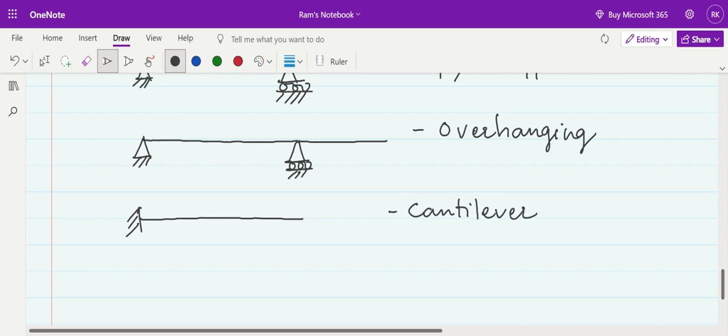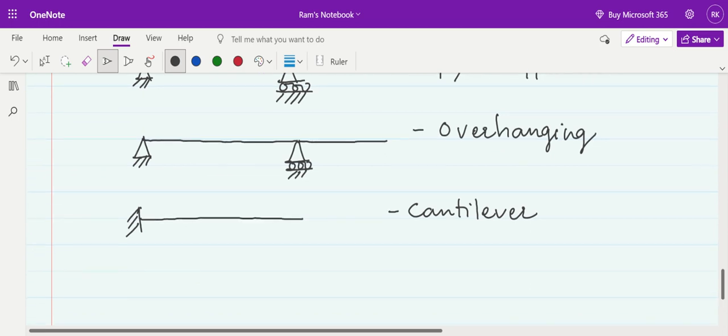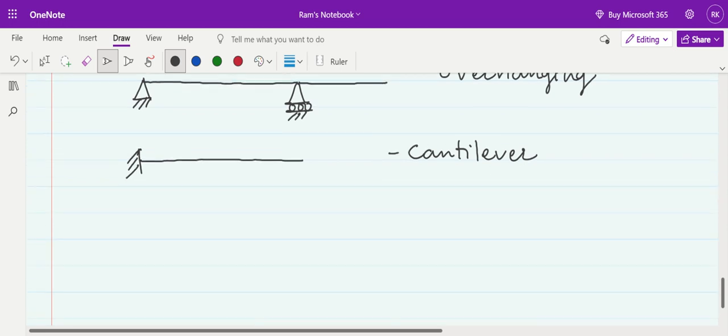So the basic types of beams are: simply supported, when one of the ends is hinged and the other end is roller. When one of the ends is hinged, the second end is roller and the third end is free, it is known as an overhanging beam. And the third type of beam we must have come across is where one of the ends is fixed and the other free, that is cantilever. Are these the end?